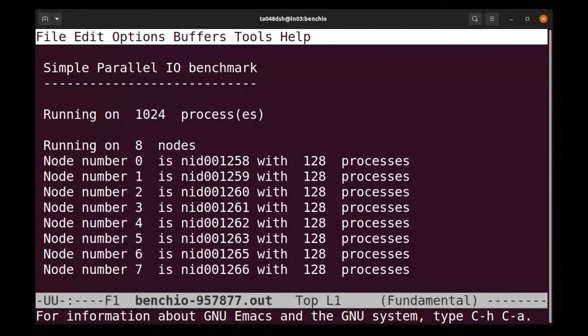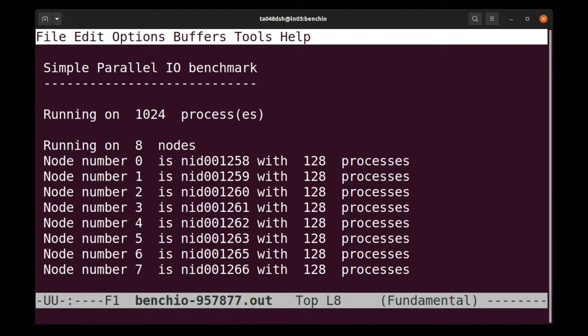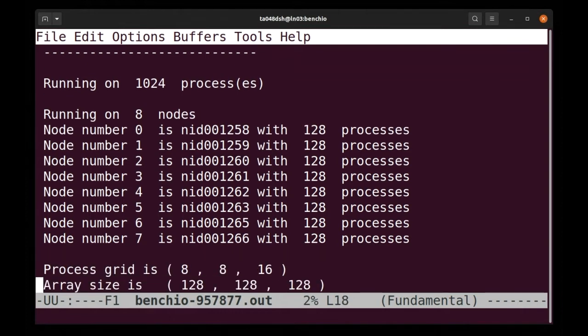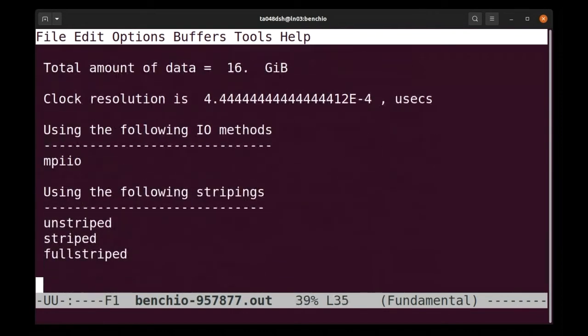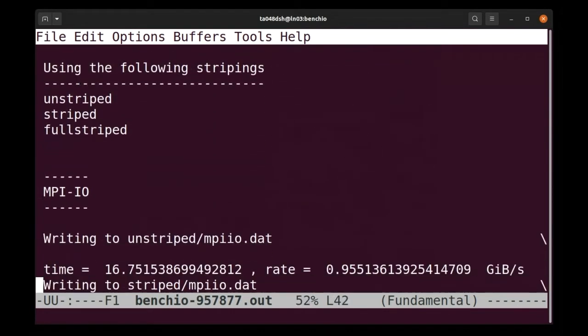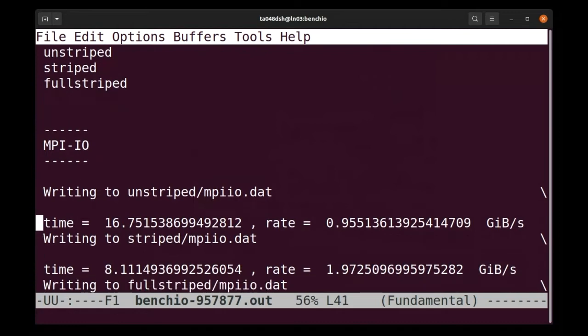So I ran the benchmark with 8 nodes. And these are the nodes we have, and I just did this as I suggested. Local array size is 128, 128, 128. It's 1024 processors that chooses to go 8 by 8 by 16. So the global size is that, and total amount is 16 gigabytes. So I'm doing MPI-IO unstriped, striped, and full striped. So MPI-IO on unstriped gets about 1 gigabyte a second.